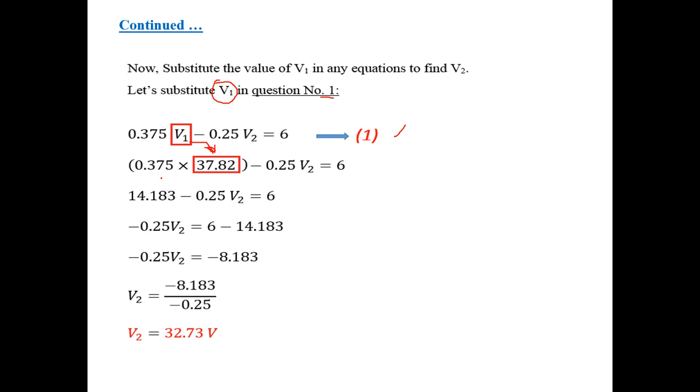Multiply these two numbers, 0.375 into 37.82, which is V1, the nodal voltage of node number 1, minus 0.25 V2. So the resultant value of this multiplication is 14.183 minus 0.25 V2 equals 6. What he did, he took this value to the other side, so remaining is 0.25 V2 equals 6 minus 14.183. Why minus? Because it was positive here and it should go to the other side with a different sign.